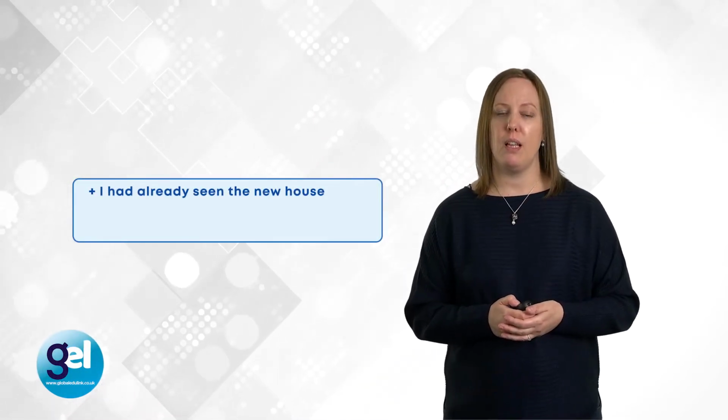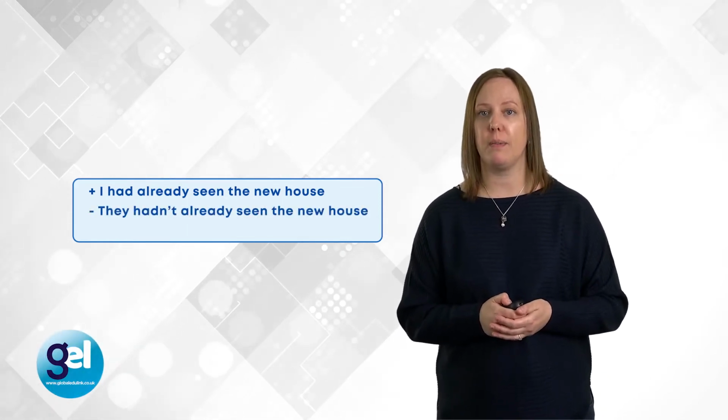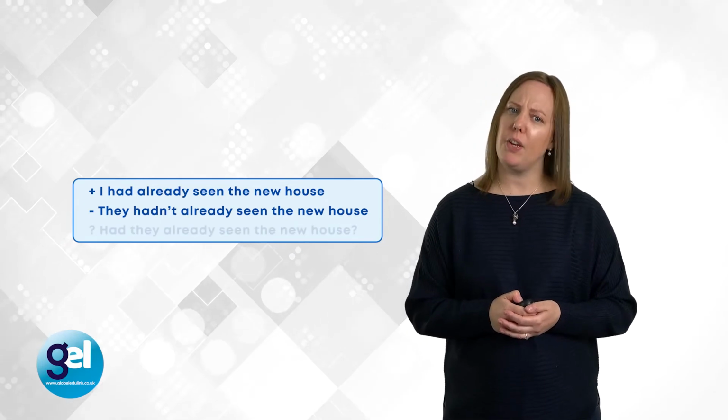So how do we form it? We use our subject plus had plus our past participle. So a positive sentence, I had already seen the new house. A negative sentence, they hadn't already seen the new house. And a question, had they already seen the new house? Let's move on to future time.